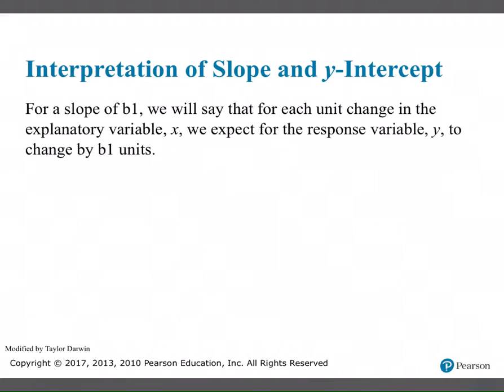This says for a slope of b, we will say that for each unit change in the explanatory variable x, we expect the response variable y to change by that many units. So basically, again, a slope is the steepness of the line, how far up you're going, or the ratio of how far down you're decreasing.